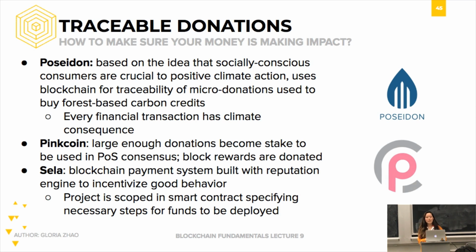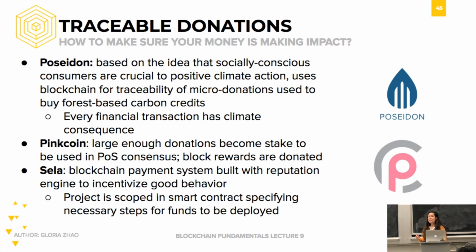And so there are blockchain projects that are looking to use the traceability and transparency of blockchains in transaction data so that when you donate on this platform, you're able to see exactly where it goes. One that I like was Poseidon. And they're also in carbon credits. So they're based on the idea that most socially conscious consumers are very crucial to climate change, and very few of us actually control big corporations. So there's way more impact that we as consumers can have than trying to get one person in a big company to change the way that their company runs.